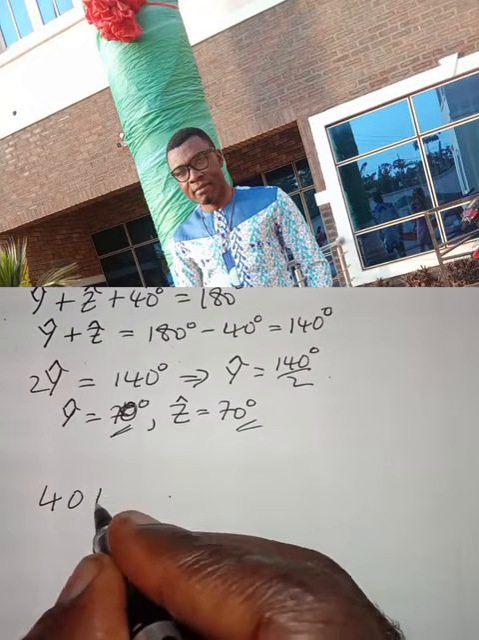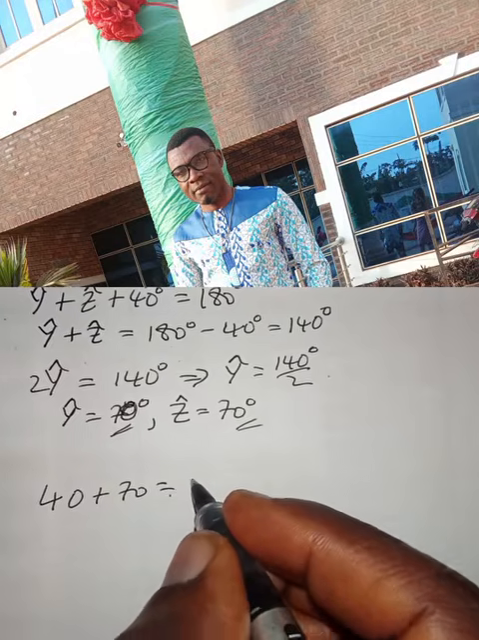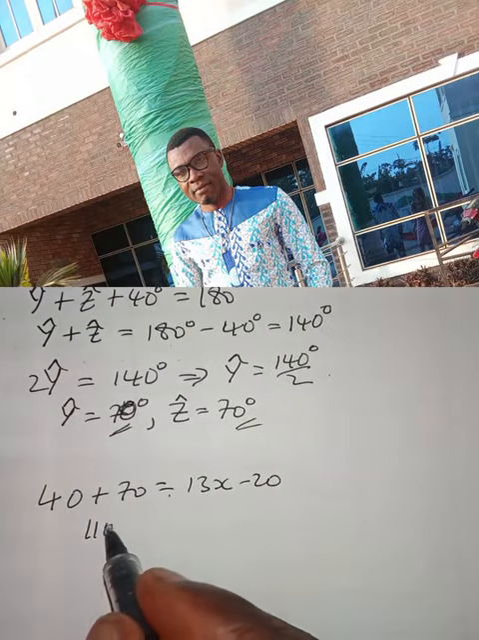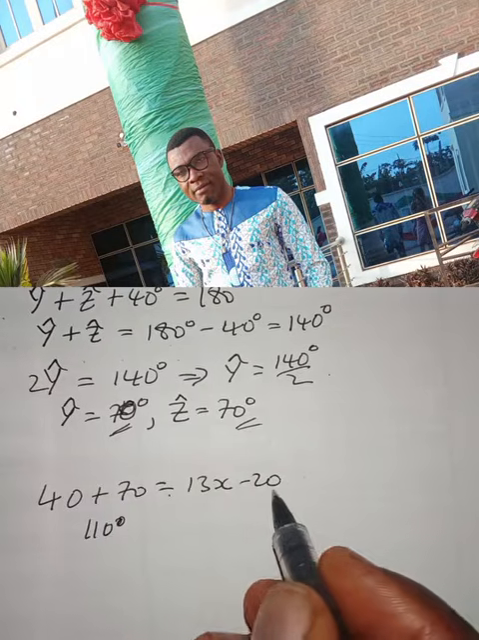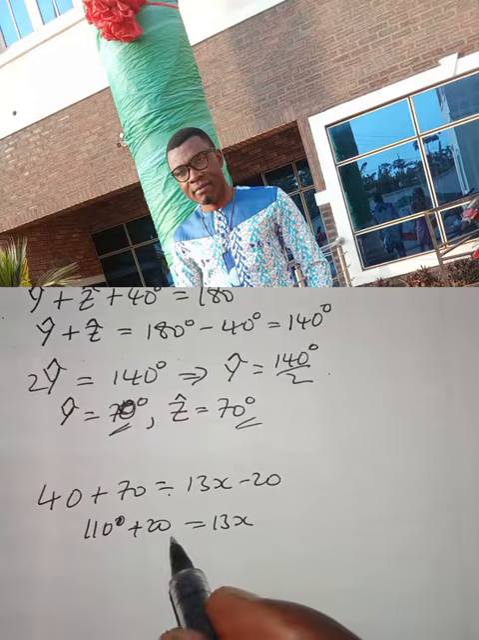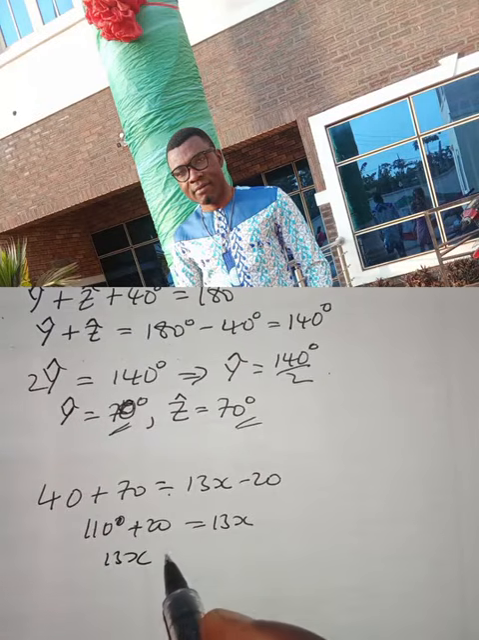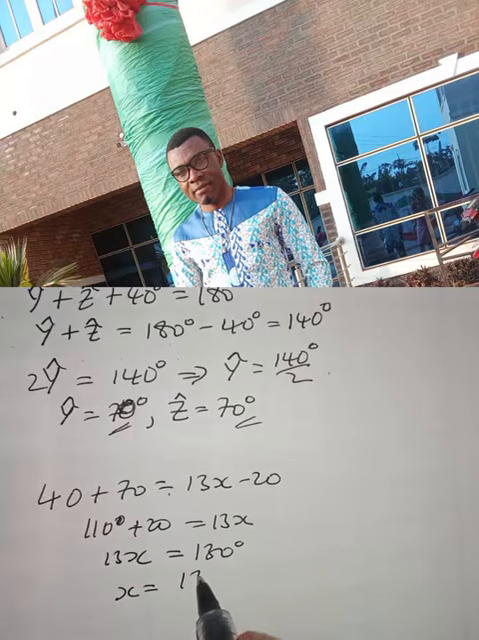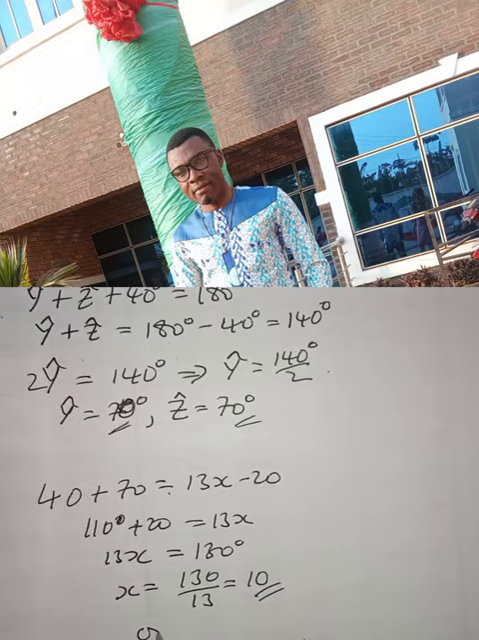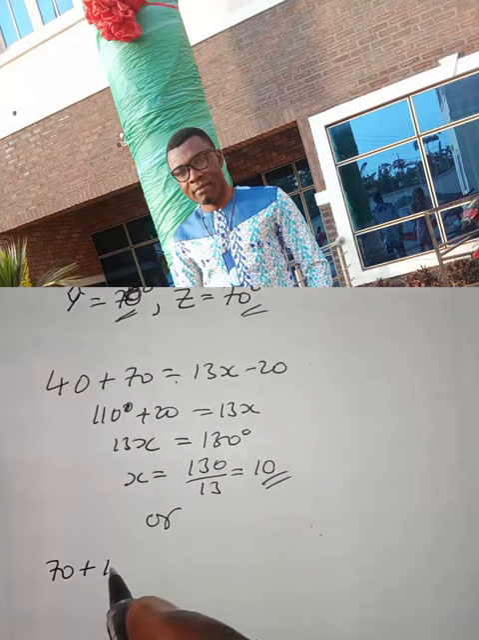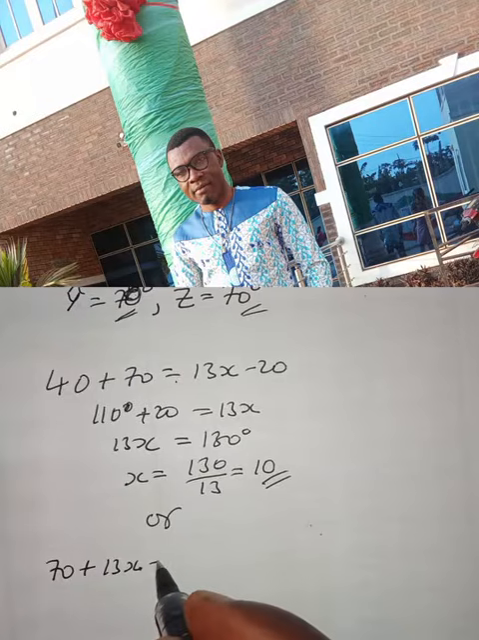So if we say it this way, 40 plus 70 equals 13x minus 20. 40 plus 70 is 110 degrees. This 20 will cross here and becomes plus 20 equals 13x. That will give us that 13x is equal to 110 plus 20, which is 130 degrees. So x is 130 over 13, and that will give us 10. So x is 10.